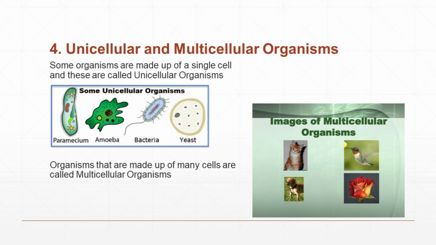Now, what do you mean by unicellular organism? Some organisms are made up of a single cell, and these are called unicellular organisms. Whereas the organisms that are made up of many cells are called multicellular organisms. Examples for unicellular organisms: paramecium, amoeba, bacteria, yeast, etc.